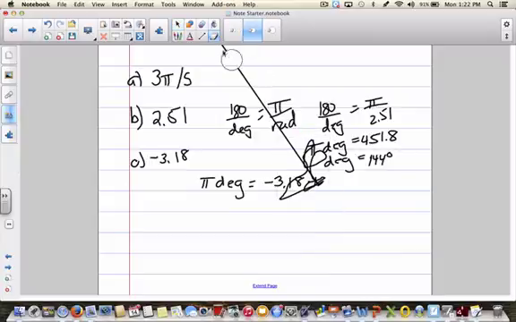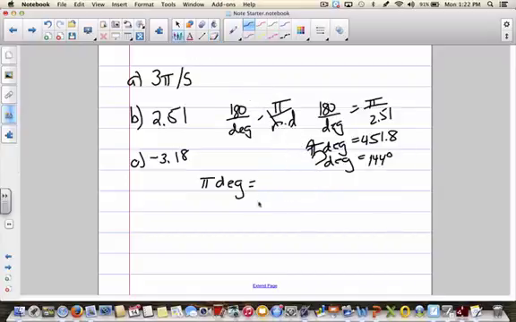I need my eraser. I need to get rid of all of this junk. So it's negative 3.18 times 180. To get degrees by itself, I'm going to do negative 3.18 times 180 and then divide by 3.14. So 3.18 times 180 divided by 3.14 is 182.29. So it's 182 degrees and it's negative.